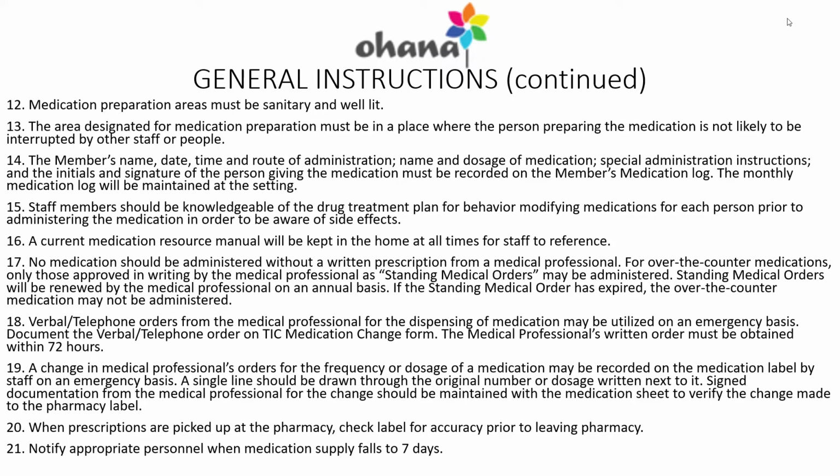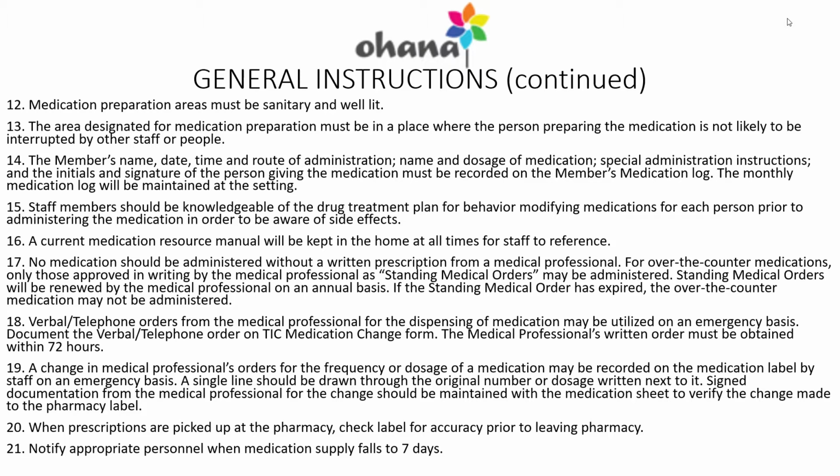Number 18, verbal or telephone orders from a medical professional for the dispensing of medication may be utilized on an emergency basis. So if there is an instance where medications need to be changed, the doctor might call the manager and say, hey, this is actually the updated dosage for this medication. I know the bottle says 1 pill, but really you need to be giving 2. Those verbal orders are good for 72 hours. After those 72 hours are done, your manager will get written orders in place.